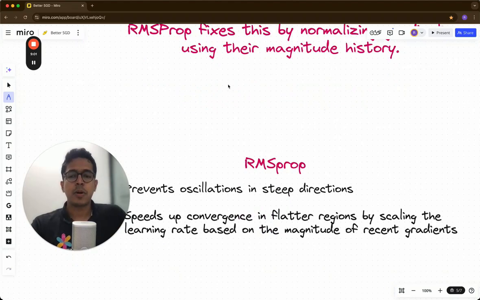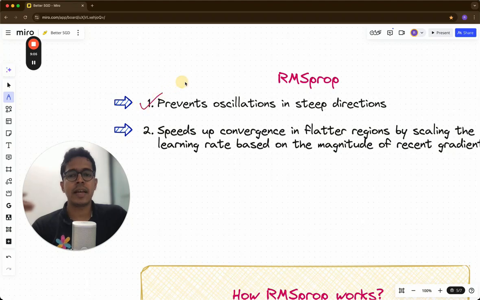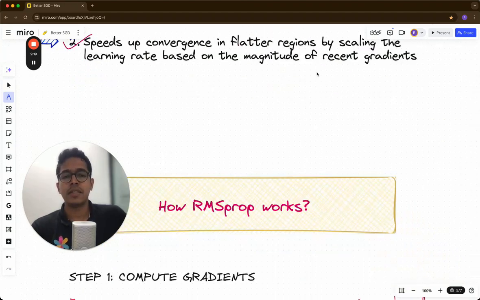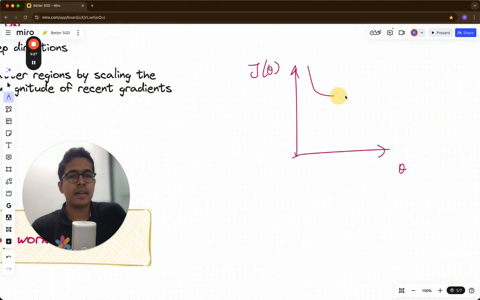One of the reasons why RMSprop was proposed is because it can mitigate the oscillations that can happen when there is a steep loss function or a big learning rate. And in flatter regions, you can have much better convergence, because in a flat region, typically the problem is, if this is J of theta and this is theta, and let's say the graph shape is something like this, this is a flat region.